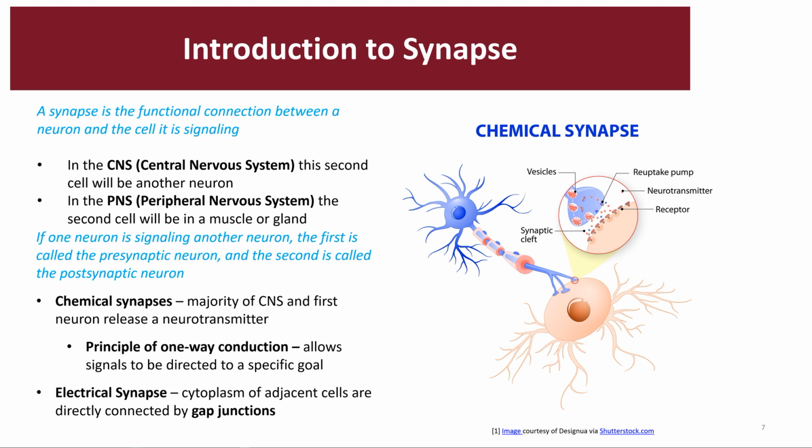On the other side, we also have an electrical synapse. This is where the cytoplasm of adjacent cells are directly connected via these proteins called gap junctions that allow the ions to flow through, and there really is not much of a synaptic delay because the signals are able to cross right over. And as you can see, the gap between the electrical synapse is about 20 to 40 angstroms, which is 10 times smaller.